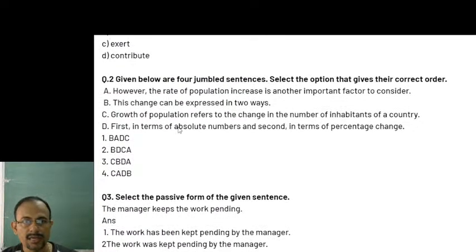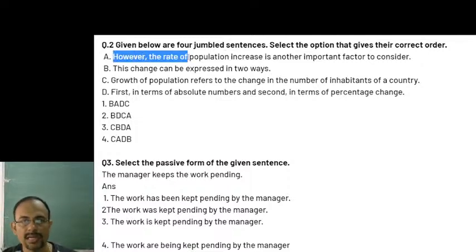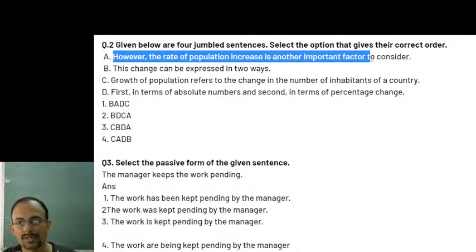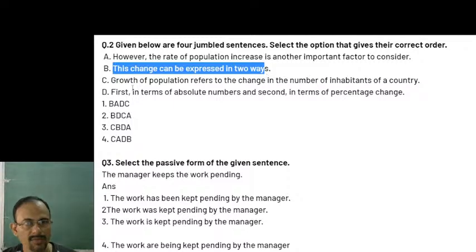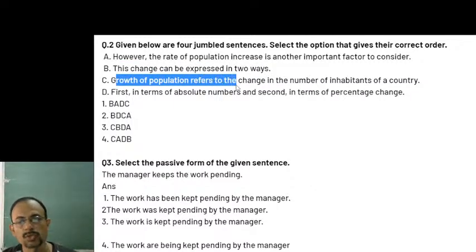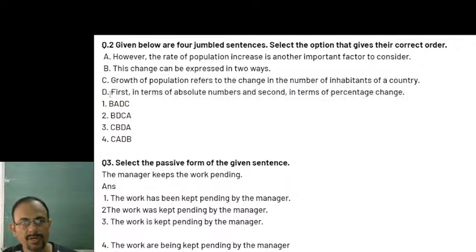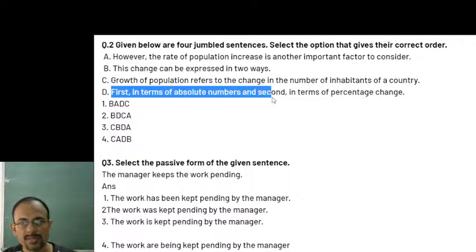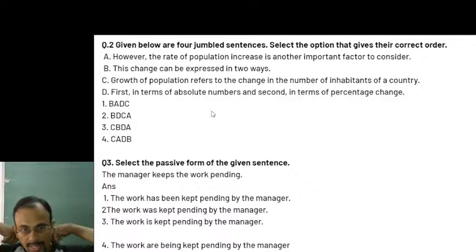Okay, next, number two. Given below are four jumbled sentences. Select the option that gives their correct order. For example: However, the rate of population increase is another important factor to consider. This change can be expressed in two ways. Growth of population refers to the change in the number of inhabitants of a country. First in terms of absolute numbers, and second in terms of percentage change. Which one do you think the sentence will start with?